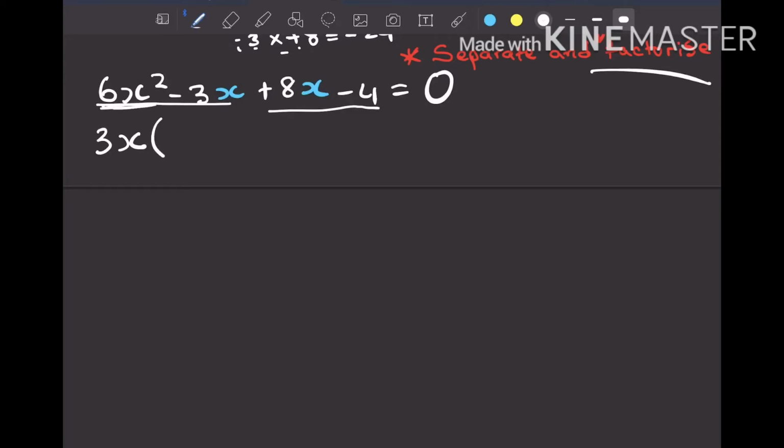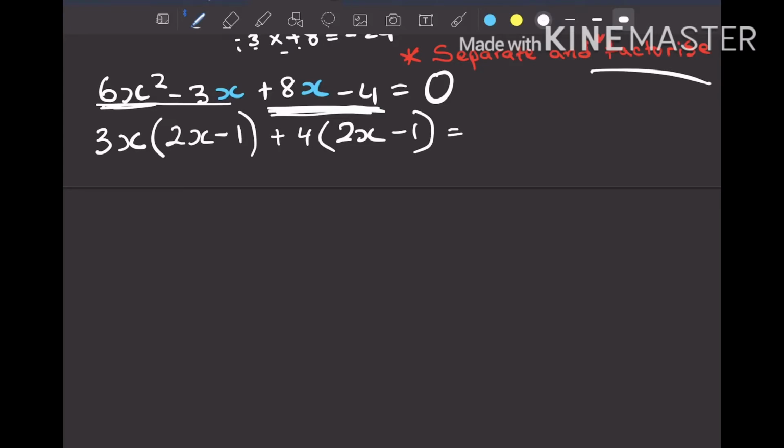So here, 6x squared divided by 3x, we will get a 2x. And minus 3x divided by 3x is minus 1. So we're left with this. Now let's do this one. 8x minus 4, what is common in them? So it's a 4. Both of them can be divided by 4, so let's write a plus 4. And 8x divided by 4 will give you 2x. And minus 4 divided by plus 4 is minus 1.